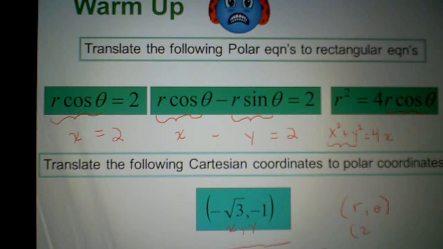So r is 2. And then again, theta, if you remember from triangles, would be y over x, so that would be negative 1 over negative root 3. And if you remember from your unit circle, when x is negative and y is negative, you're in quadrant 3. So who has a tangent of 1 over root 3 but is in quadrant 3? And that would be 7 pi over 6.